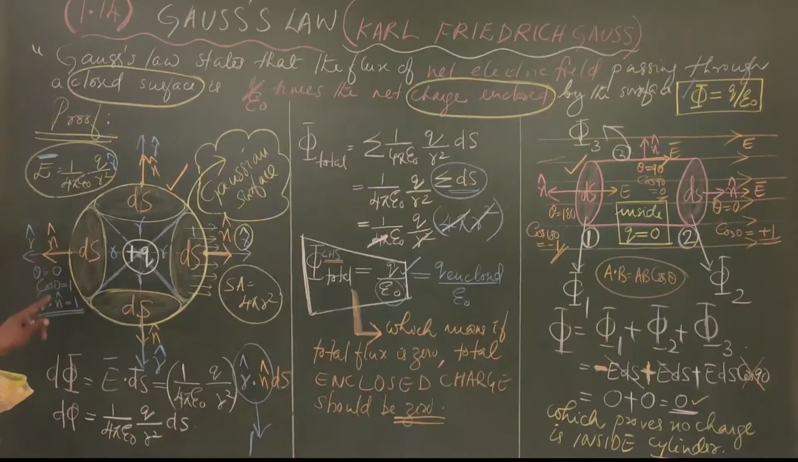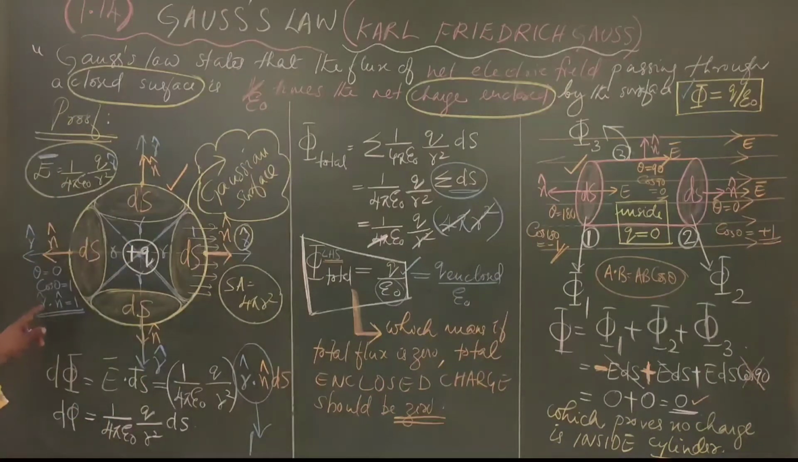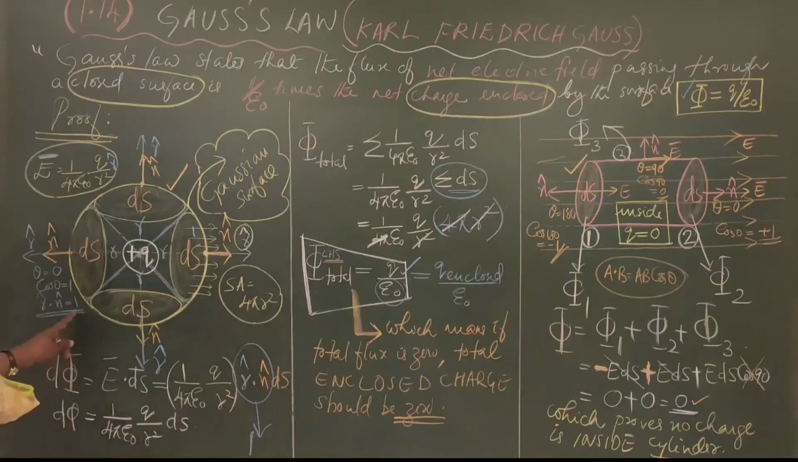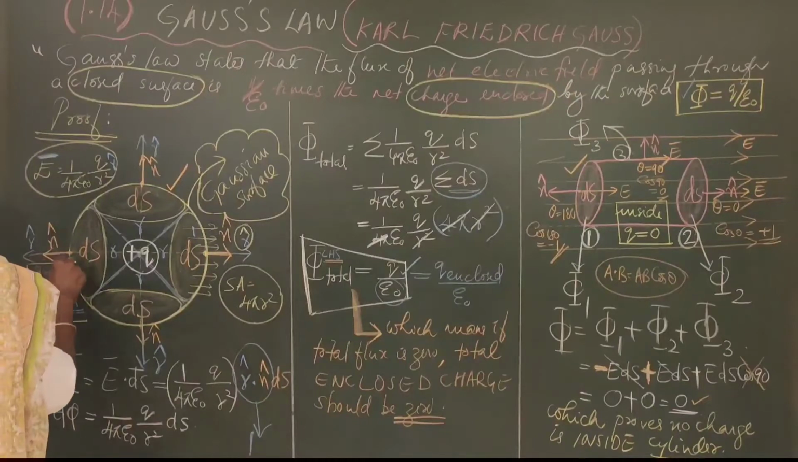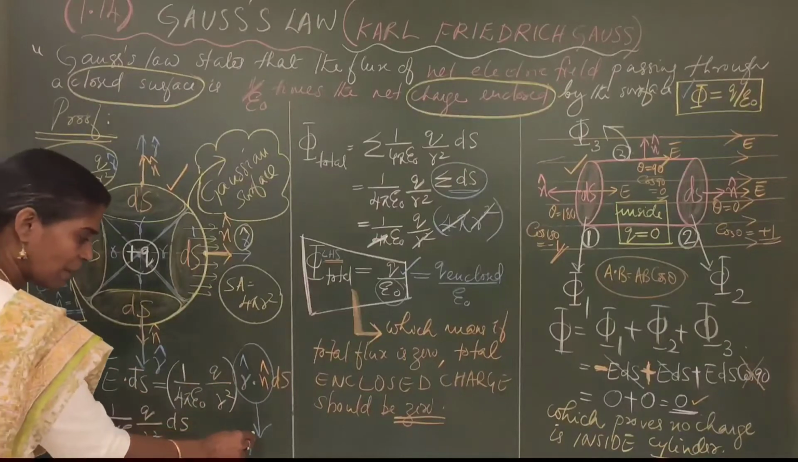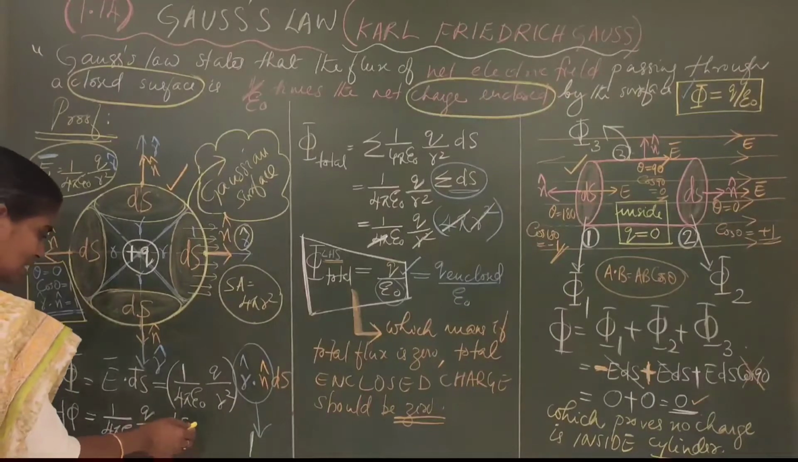What is r cap dot n cap? If both are in the same direction, theta is 0, and a dot b is ab cos theta. So the answer is mod r cap times mod n cap times cos theta: mod r cap is 1, mod n cap is 1, cos theta is 1. So r cap dot n cap is 1. You know this information in first year itself. So the remaining is ds.